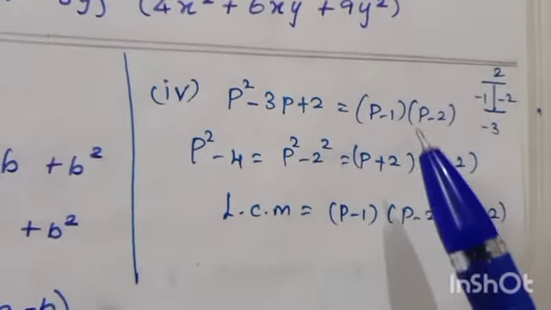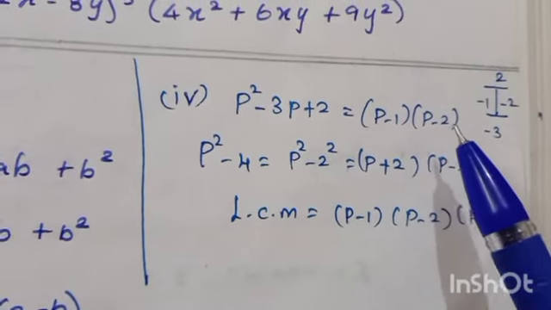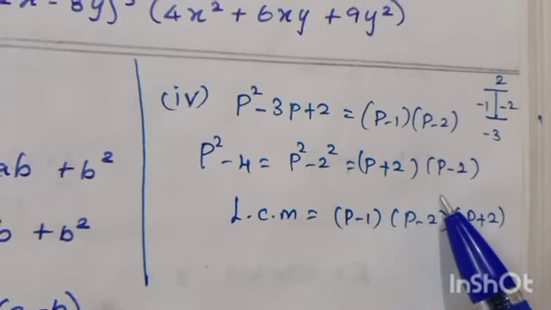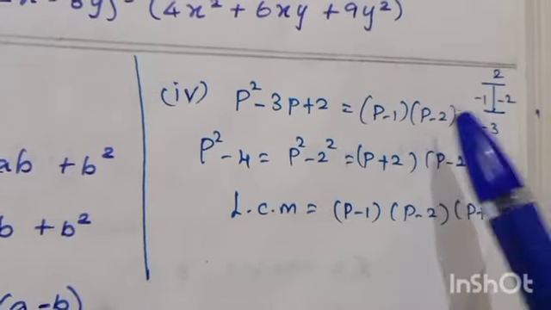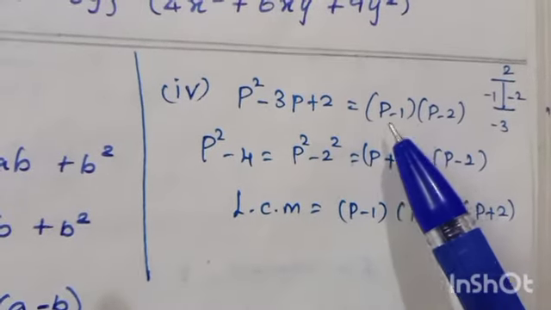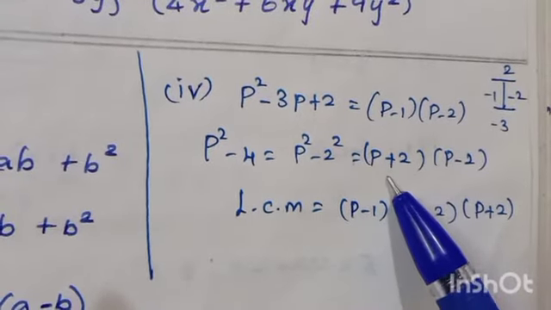So listen once again. For LCM, you have to write the common factor and independent factors. The common factor is p minus 2, p minus 2 is common. Then it appears 2 times, so you have to take and write it one time only. Then the independent factors, p minus 1 into p plus 2.